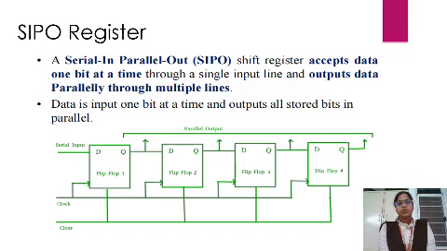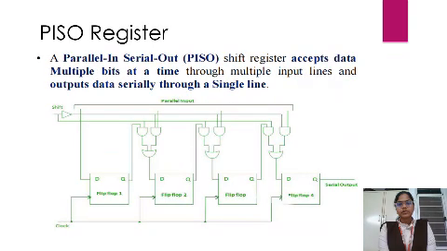And SIPO register, serial in parallel out. The SIPO shift register accepts data 1 bit at a time through a single input line and outputs data parallelly through multiple lines. Data is input 1 bit at a time and outputs all stored bits in parallel. Here is the diagram.